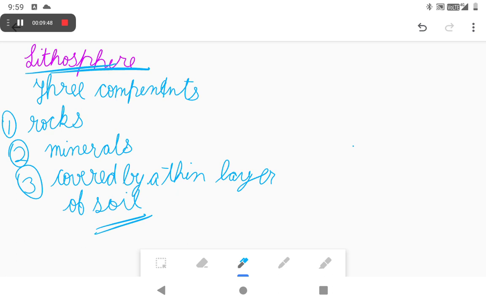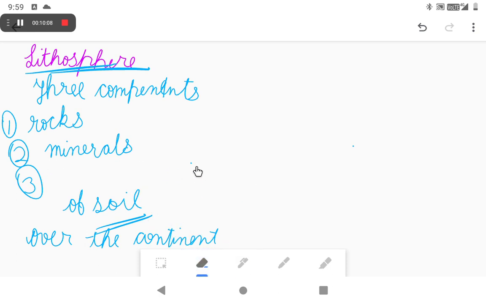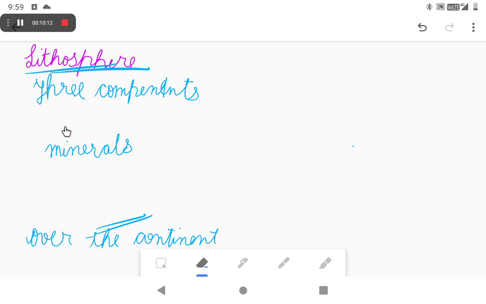Lithosphere or landforms are found over the continents and also on the ocean floors. Where are they found? They are found over the continents and ocean floors.